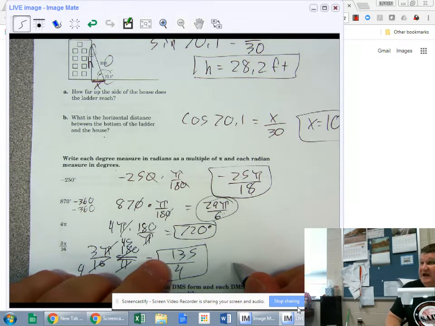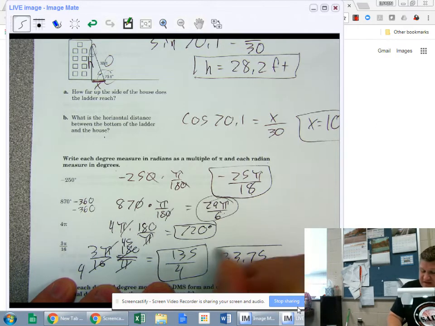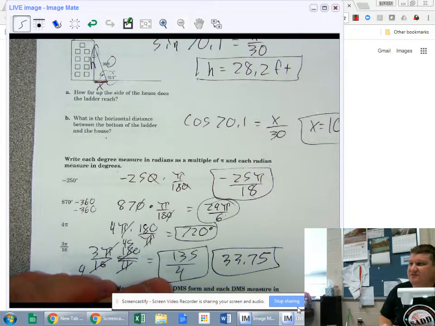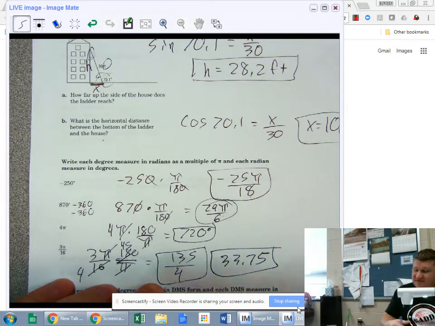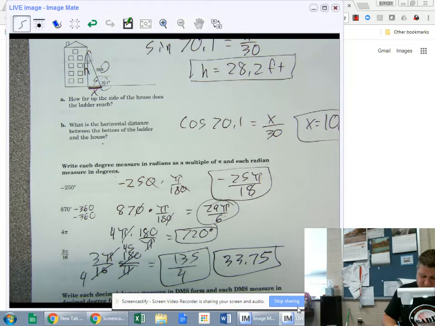Now, could you write it as 33.75? That one's generally fine because it's a nice even decimal, but be careful sometimes because if it's divided by 7 or something, that decimal goes on forever. So make sure that you leave fractions.